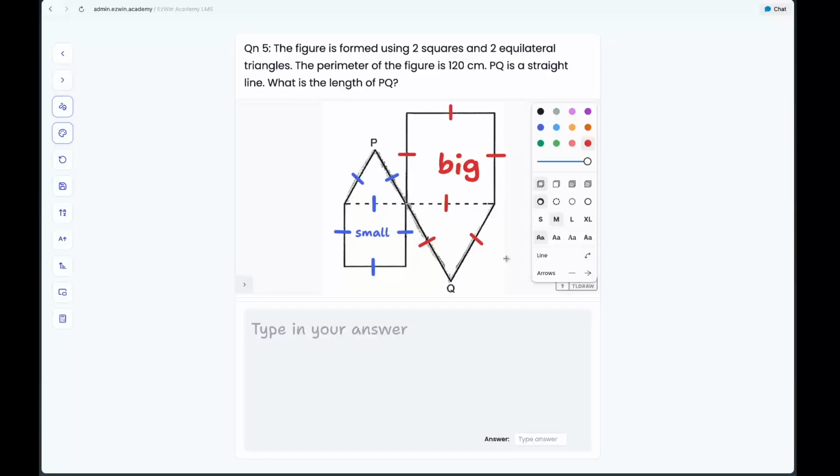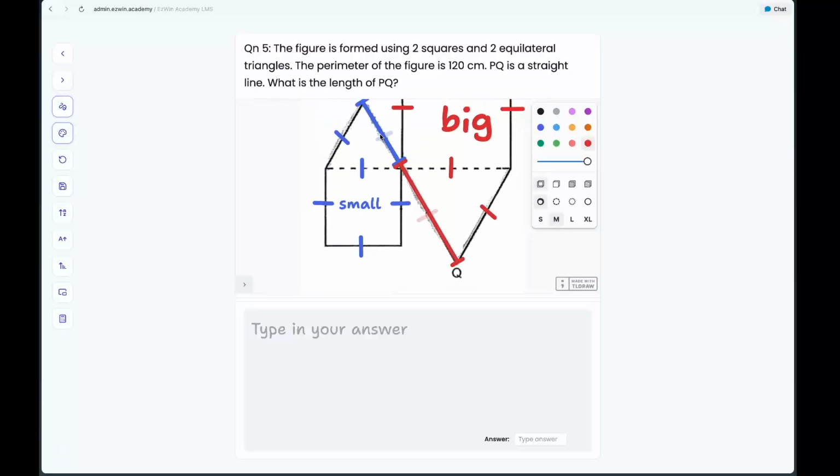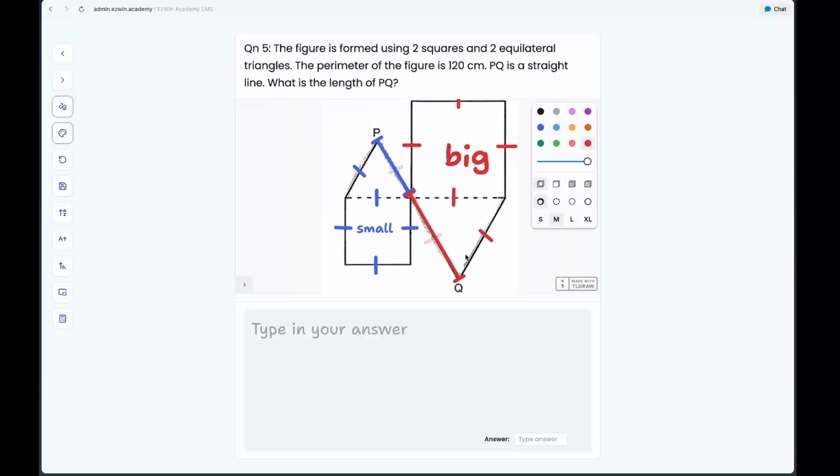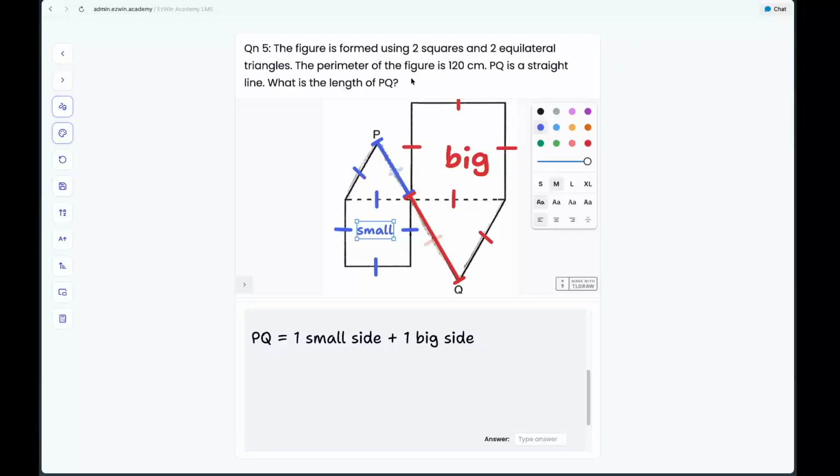So we want to find the length of PQ, which means it's basically this line plus this line over here. So how do we then get these two lines to get the length of PQ? The thing is that we can say PQ is equal to one small side and one big side. Do we know what is the perimeter of all of the sides of these two houses? Yes, we do. From the question, it says the perimeter of the figure is 120 centimeters.